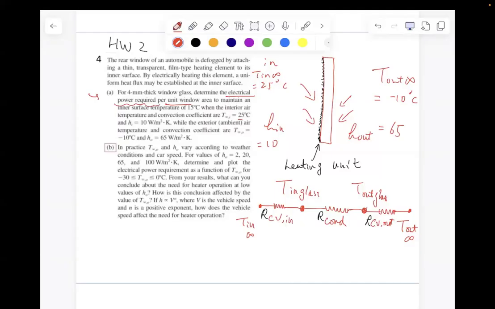If we don't have any electrical power, then you can just use this circuit to calculate the surface temperature, because the inner temperature is 25 and then the outer temperature is -10. You can use this circuit to calculate what the temperature is of the glass on both sides. The inner temperature of the glass, right? Let's say without heating. Then that will be the temperature if you turn off the default heating unit. And you will see this is not satisfying the requirement of 15C.